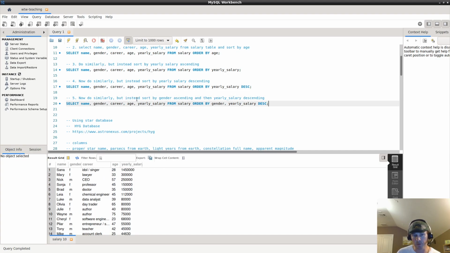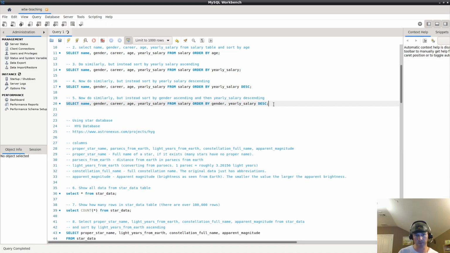Now we can do ORDER BY with two columns or more. So let's have the same columns, but now let's sort by gender, ascending, and then yearly salary, descending. That means females will go first, and then we'll sort all the females from highest to lowest, and then we'll have the males from highest to lowest.